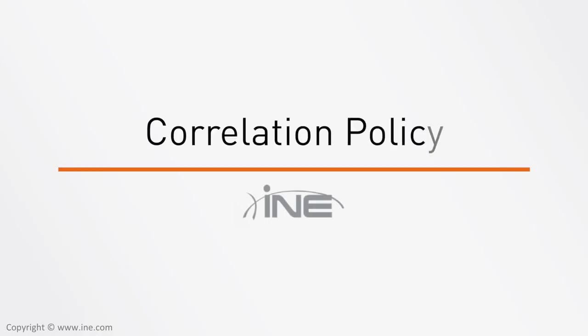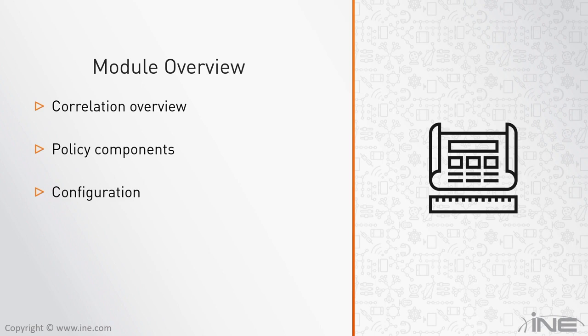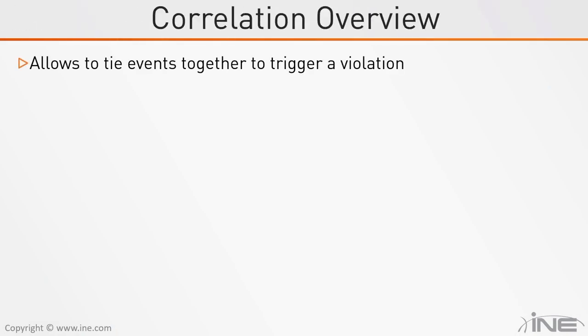In this session, we will talk about the correlation policy. I'm going to give a high-level overview of this feature. Moving on, we will talk about the correlation policy components, to finally finish with the configuration syntax and an example. What is the purpose of correlation on FMC?